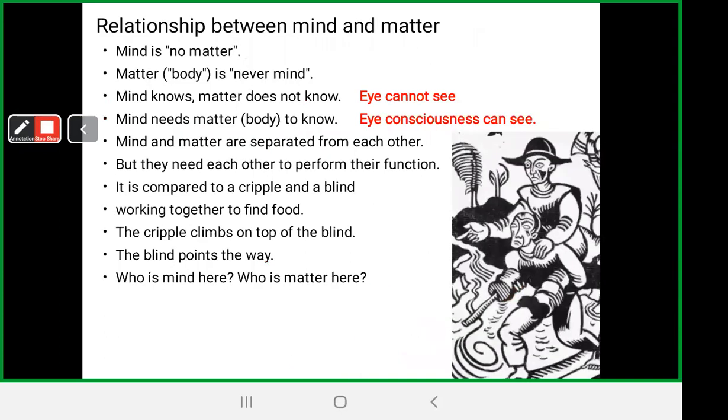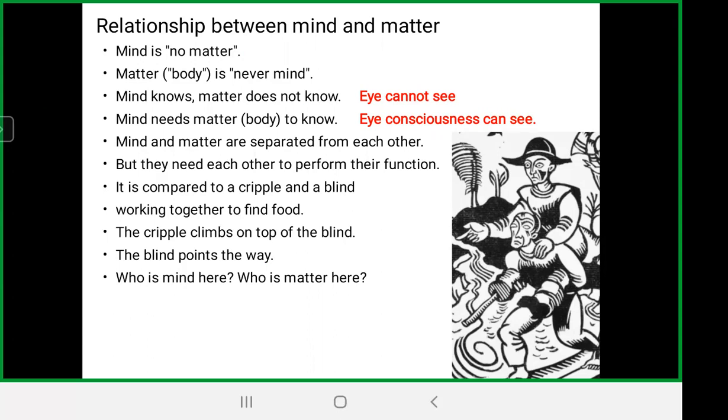Okay, this is important because I think Sister Ong wants to know the relationship between mind and matter, or nama-rupa. My teacher told me this sentence: mind is no matter, meaning mind is not matter, and this body, matter, is not the mind, so never mind. So you remember: no matter is no matter, and it's never mind. All right. So mind knows, but matter does not know. This means our mind knows, but the matter, our body, does not know. But the mind needs the body, the matter, to know. For example, we say the eye cannot see; the one that really sees is the eye consciousness, which is the mind.